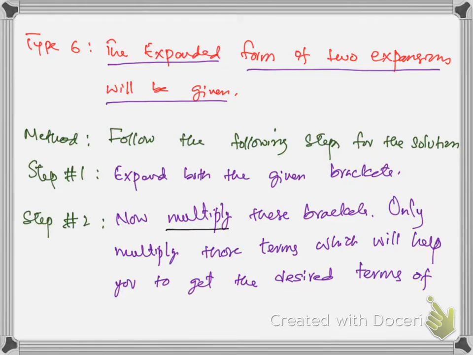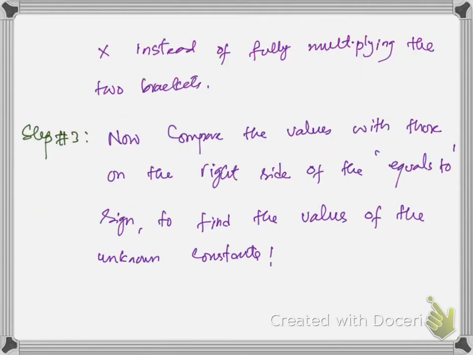Only multiply those terms which will help you to get the desired terms of x, instead of fully multiplying the two brackets. That will waste your time. Step number 3. Now compare the values with those on the right side of the equals to sign to find the values of the unknown constants. Basically, you need to compare both the expansions, the given expansion and the expansion you just expanded.